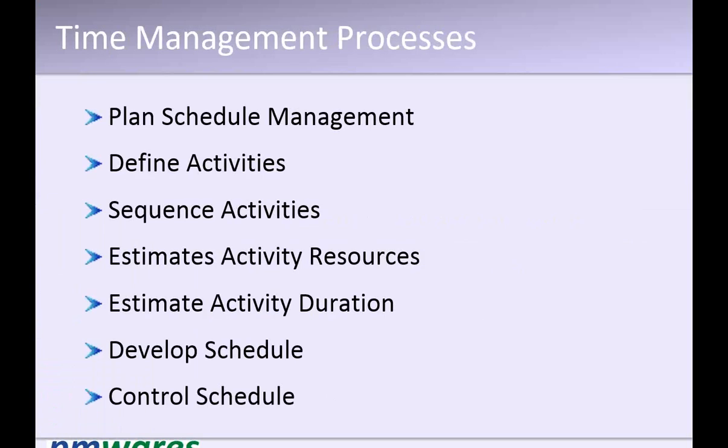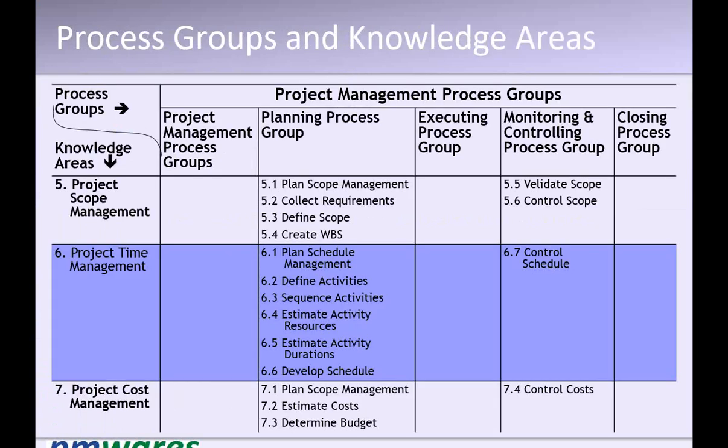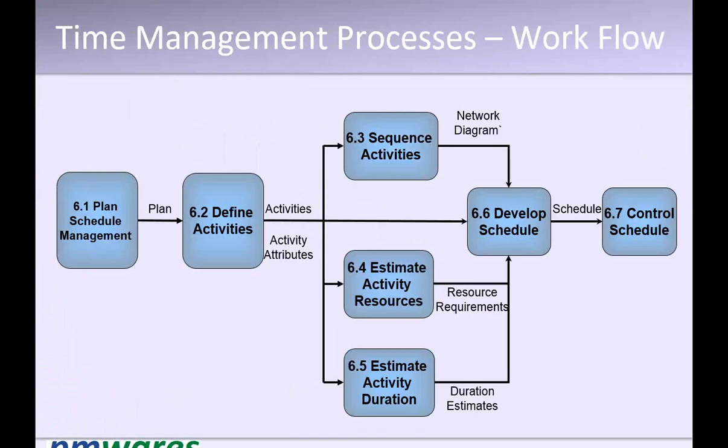There are 7 processes. First is to prepare a schedule management plan, which will guide us for the rest of the activities. That is define activities, sequence activities, estimate activity resources, estimate activity duration, develop schedule, control schedule. 6 processes are in planning and 1 is in control. This is the overall process.